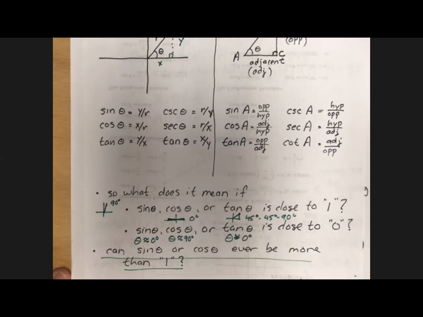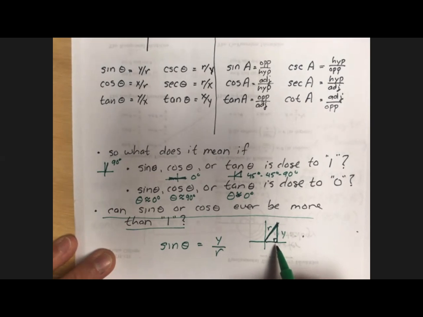Here's another important question. Can the sine or cosine ever be more than 1? This is a famous thing that sometimes people get caught up on. Remember, if the sine is y over r in this picture, notice the radius is longer than both legs of a right triangle. The radius is always bigger than y in size. So if the denominator is bigger, this is always less than or equal to 1.